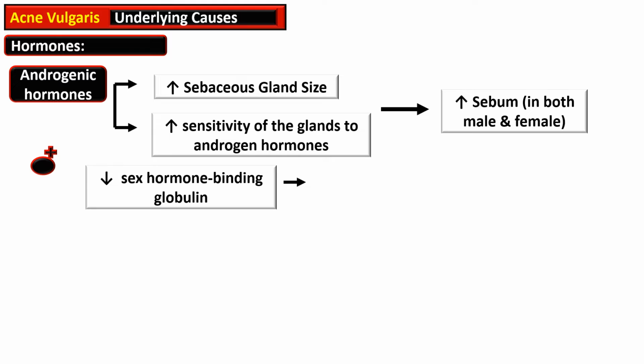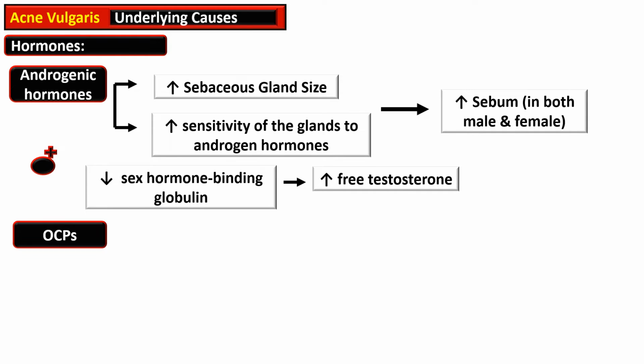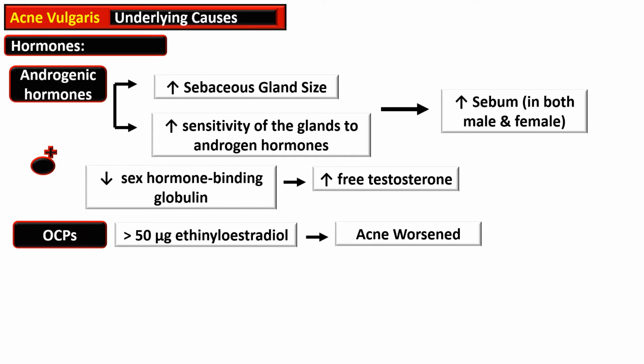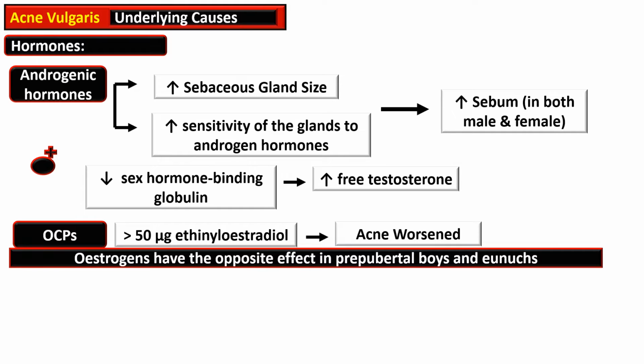In some women with acne, there is decreased sex hormone binding globulin with a resultant increase in free testosterone, and this change of hormone balance is mimicked by many combined oral contraceptive pills that result in acne. Oral contraceptive pills that contain more than 50 microgram of ethinyl estradiol can also result in worsening of acne. Estrogen has the opposite effect in prepubertal boys and eunuchs.